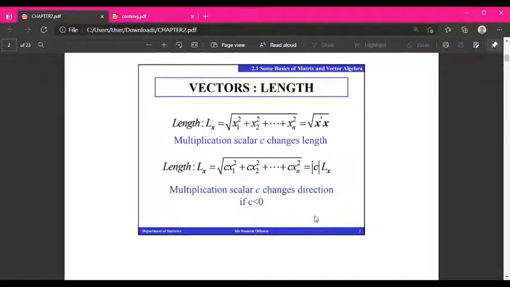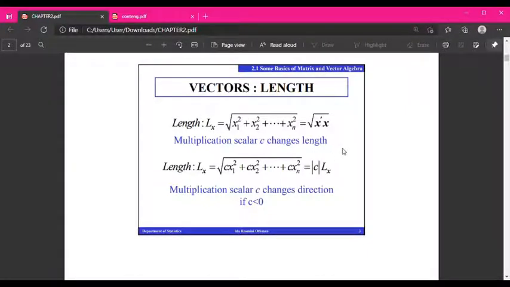Okay, so that is the vector. You know a vector is a matrix that includes only one column. And then, we can calculate the length of the vectors. How? Either we square every entry of the vector, or you multiply the vectors, x transpose multiply x. Then you will get a value. Then square root that value, and you will get the length.